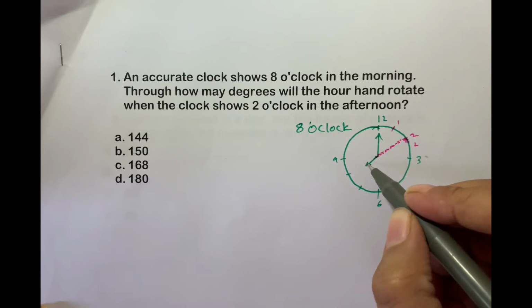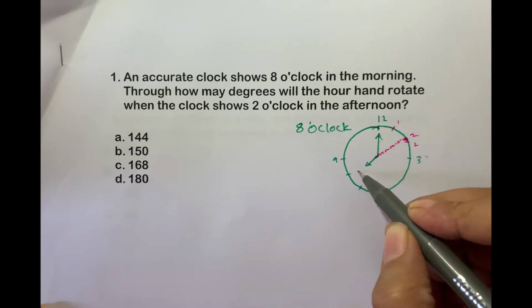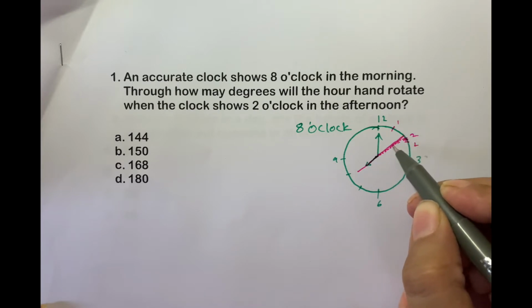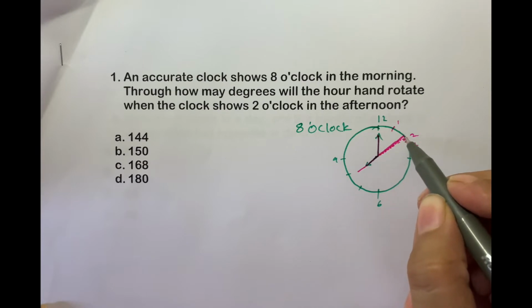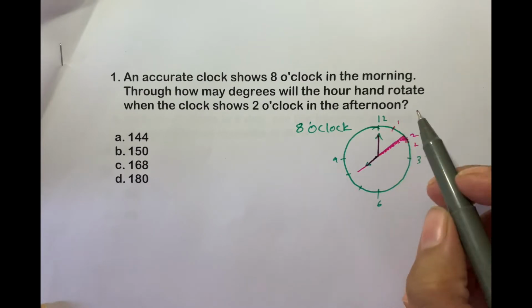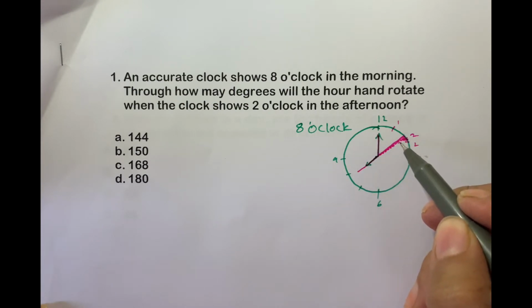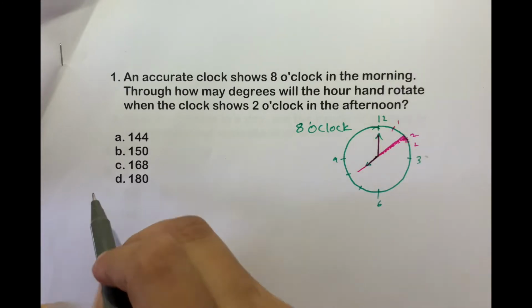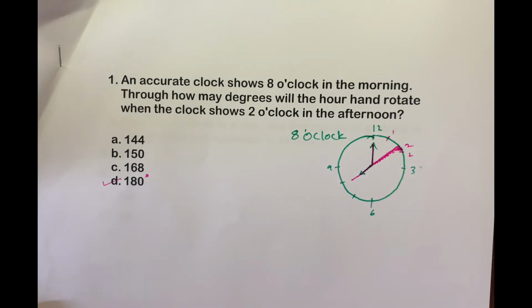So the hour hand is supposed to rotate 180 degrees. This forms a straight line, isn't it? The 12 will be the same, because it will be 2 o'clock here also. So this hour hand should come here to show 2 o'clock. The answer is 180 degrees. See, if you understand the concept, there is no need of solving it all; you can directly answer the questions. Moving on to the next question.